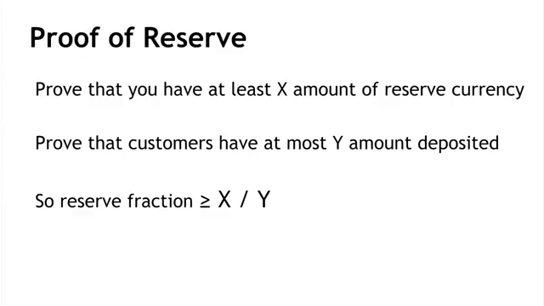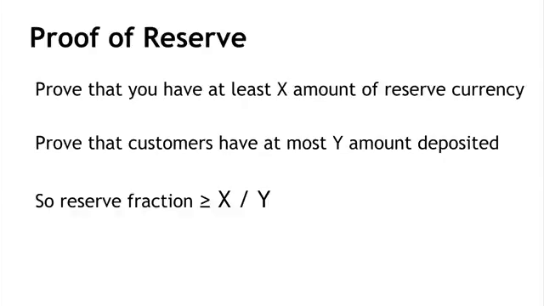Now let's review. So first they've proven that they have at least X amount of reserve currency by doing a self-transaction of X amount. Then they've proven that their customers have at most an amount Y deposited. And of course they can claim that in the other direction as well. So what that means is that the reserve fraction is, if they report it exactly accurately, X over Y.